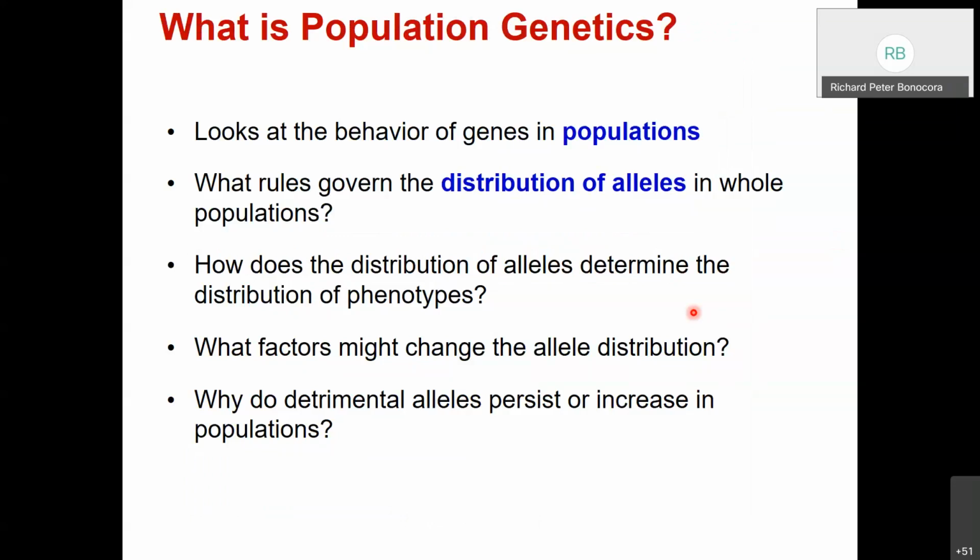All right, so the thing about population genetics, it's different, is we look at how genes behave in populations. And we want to understand that there are certain alleles in a population, what governs how they're distributed throughout the population. How does it determine phenotypes? What factors might change this allele distribution? And a little bit about how detrimental alleles can persist or increase in populations.